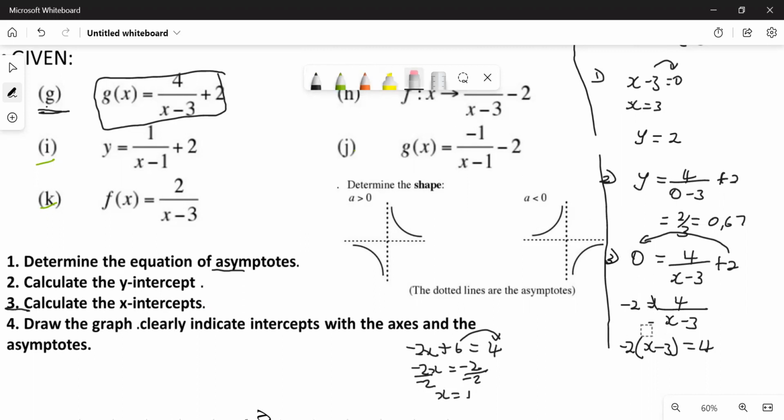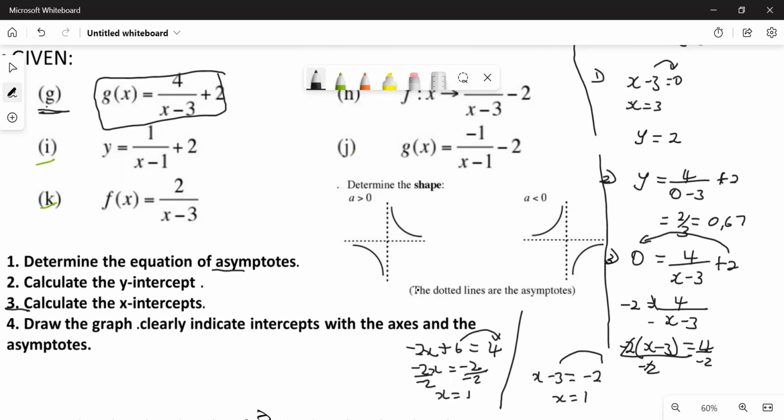Now, let's say you didn't want to do it that way. From this step, if you didn't want to FOIL, again, multiplication and division are inverse of each other. You could have said, let's divide both sides by minus 2. Minus 2 and minus 2 divide each other, so you're left with x minus 3 equal to minus 2. Then if you take 3 to the other side, you have positive 3. So we have minus 2 plus 3, which means x is equal to 1. Between the two methods, you decide which one works best for you.